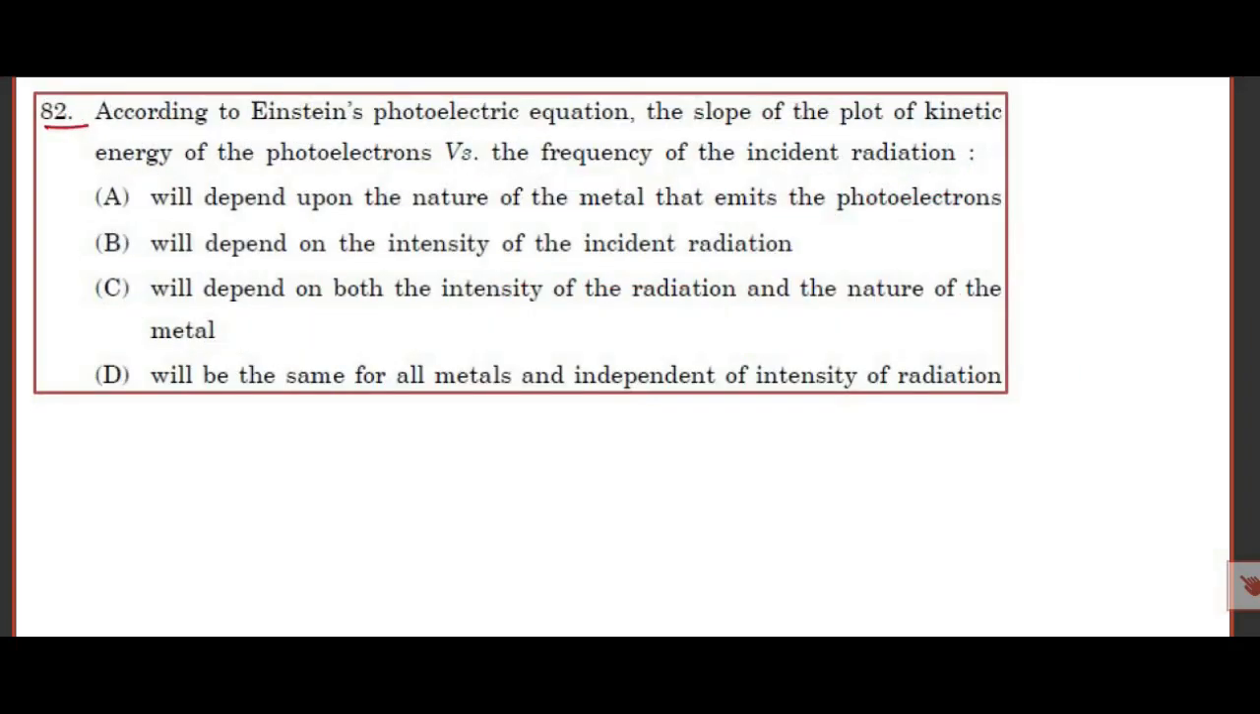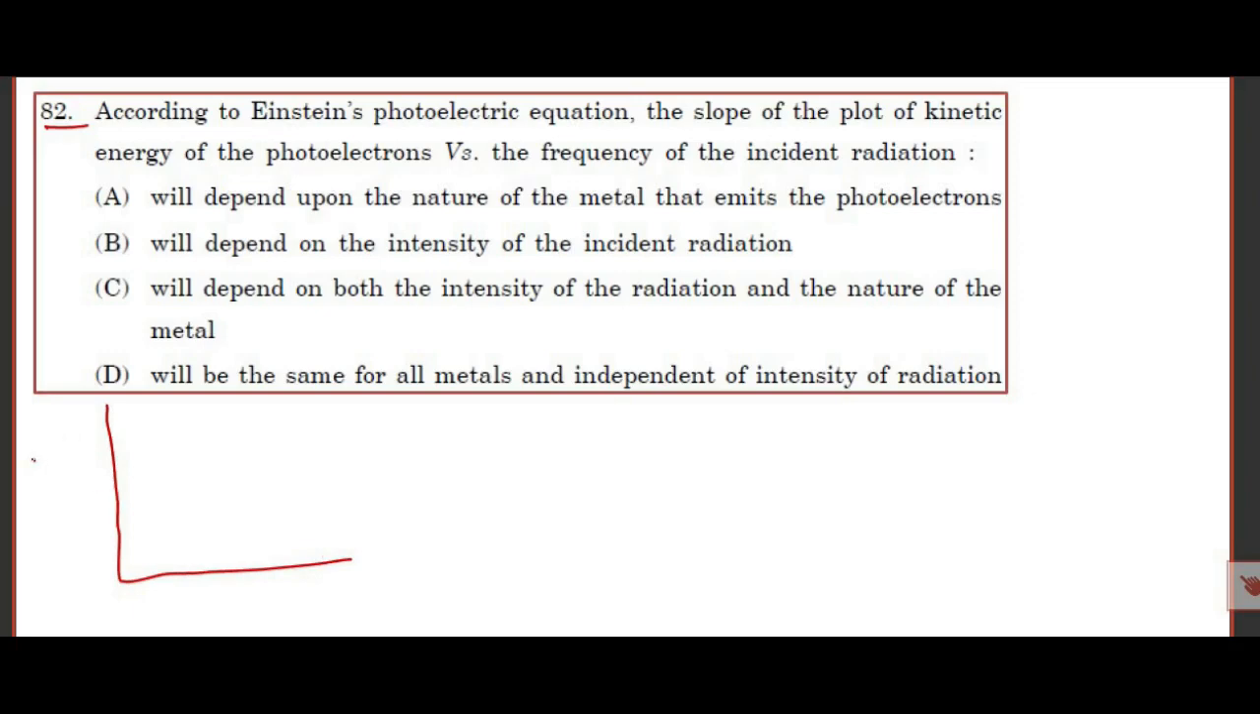Question number 82. According to Einstein's photoelectric equation, the slope of the plot of kinetic energy of photoelectrons versus frequency of the incident radiation will be. Here let us draw the plot.